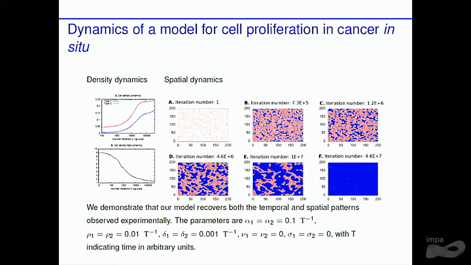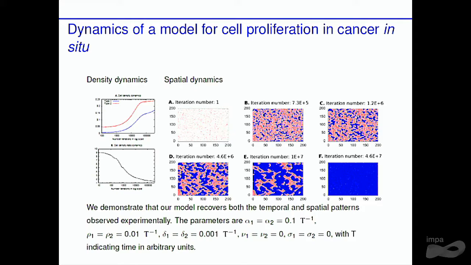If we take a look at the cell density within this spatial domain, you see the normal cell density grows and reaches some plateau, and then the tumor cells also reach a plateau, but you see that it keeps growing.